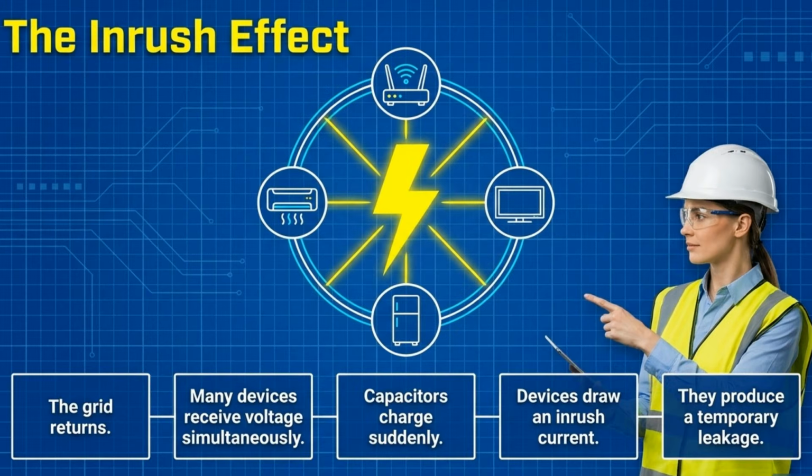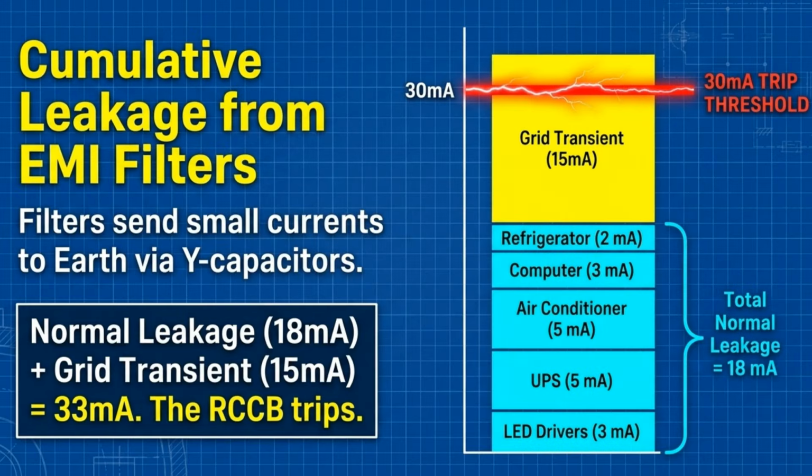When the grid returns, multiple devices power up simultaneously. Their internal capacitors draw a surge of inrush current, which can cause a momentary, harmless leakage that triggers the breaker. Many electronic devices have EMI filters that leak small amounts of current to Earth. If the total normal leakage plus a grid transient exceeds 30 milliamperes, the RCCB will trip.